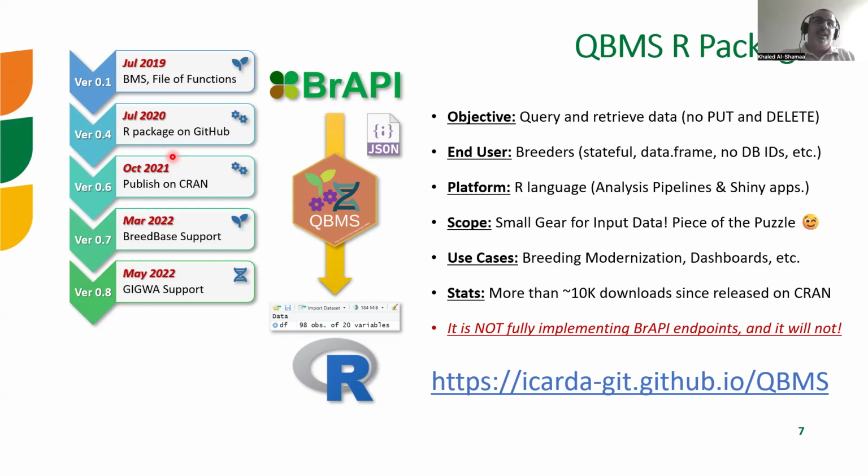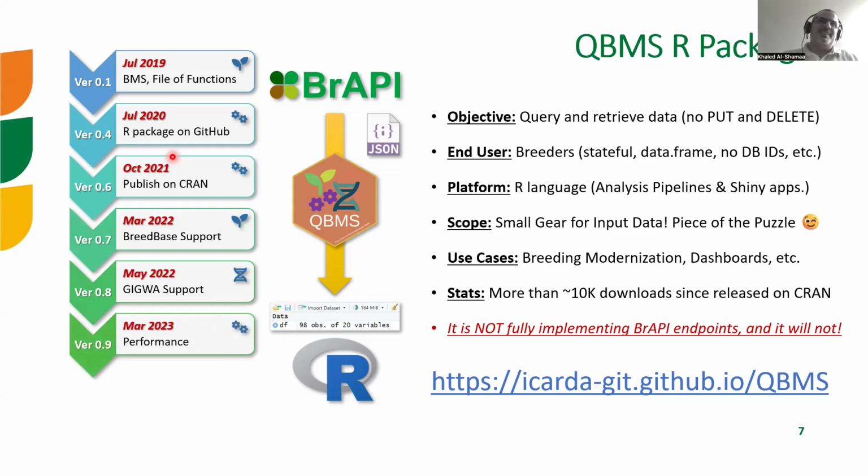So now using QBMS, you are able to connect to BMS or BreedBase and query and retrieve phenotypic data, then connect to Gigwa on the other hand to query and retrieve the genotypic data. And this is how you provide all the required phenotypic and genotypic data to your analysis pipeline to start any kind of genomic prediction or genomic selection analysis, or even a GWAS or whatever.